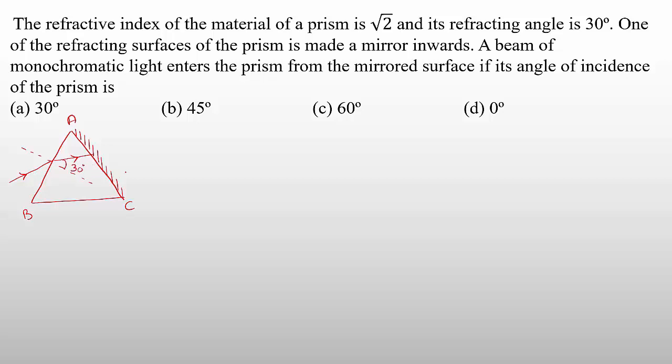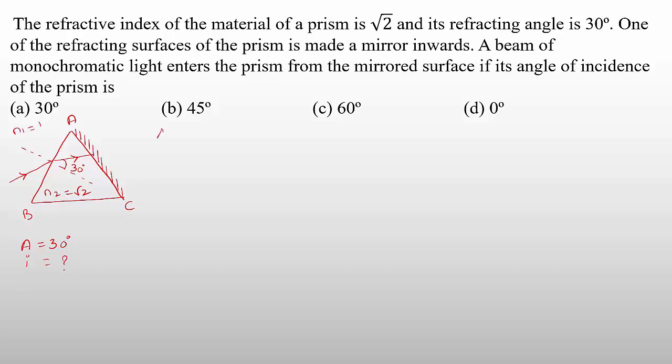Now directly we can use Snell's law here. See here, the refractive index of the material of the prism is given. This prism is kept in atmosphere, so the refractive index of air is 1. The refractive index of this prism is given, that is √2. That is, N1 and N2 are given. And also the angle of prism is given, that is 30 degrees, which is equal to the refracting angle. Then we have to calculate the angle of incidence.